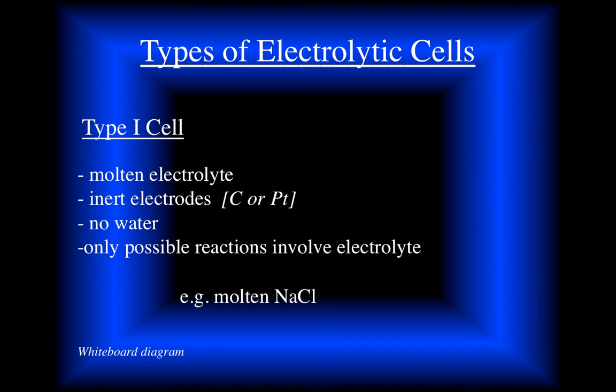Inert means don't react. So carbon and platinum are commonly used, maybe carbon more often because it's cheaper, but these are simply solids that conduct and allow a site for reaction, oxidation, reduction to happen. So there we go, molten, inert, don't have to worry about reaction there, don't have to worry about water. The only thing possible to happen is a reaction of the electrolyte. Now this would be sodium, Na1+, so the only thing that can happen to it is it can reduce at the cathode. And here we have chloride, Cl1-, and all it can do is oxidize at the anode.